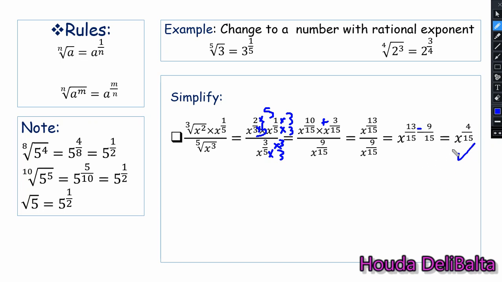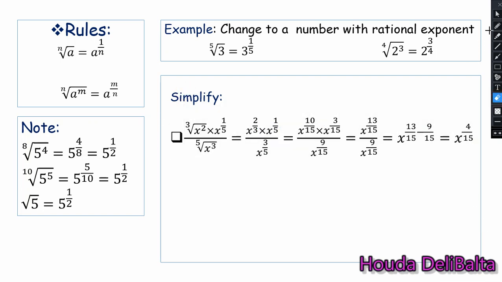If I want to change it into a radical or an nth root, I write it as follows. The index is the denominator. I write it 15th root of x to the power 4. So always the denominator represents the index if I'm going to write it in the form of an nth root.